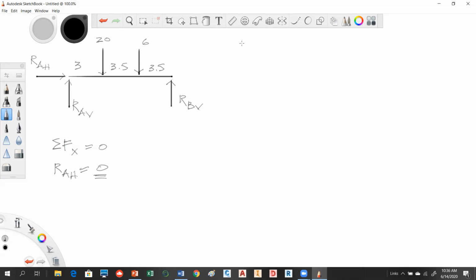So let's look at sum of forces in y. Sum of forces in y has to equal 0. So in the y direction, we have RAV up, RBV up. So we're assuming that up is positive. And then we have negative 20, negative 6. All of that is equal to 0. So what that resolves to is RAV plus RBV is equal to 26. But this doesn't tell us the distribution of A and B.